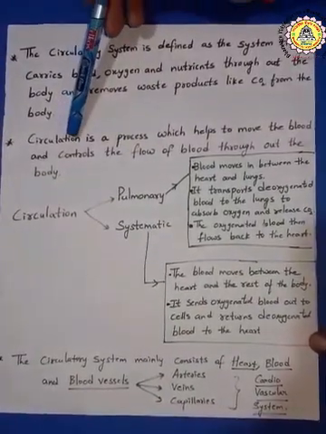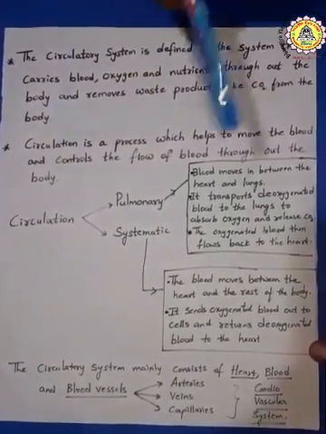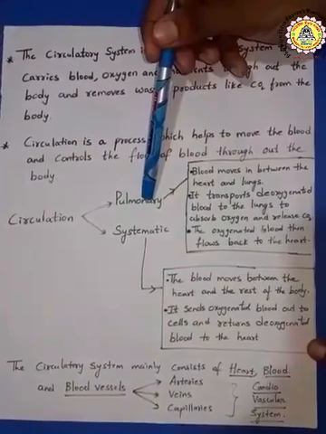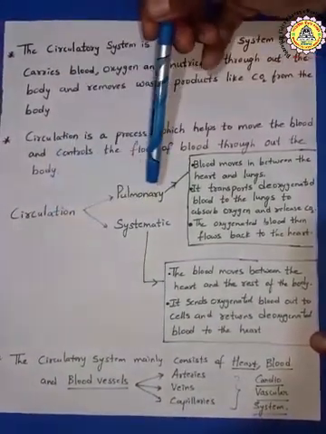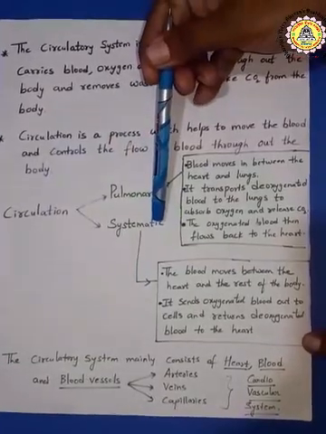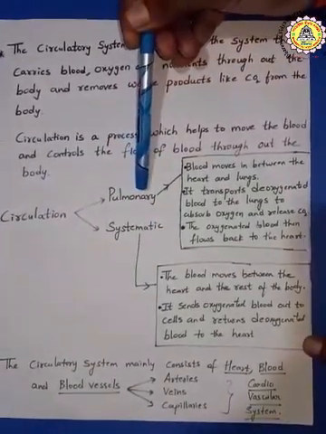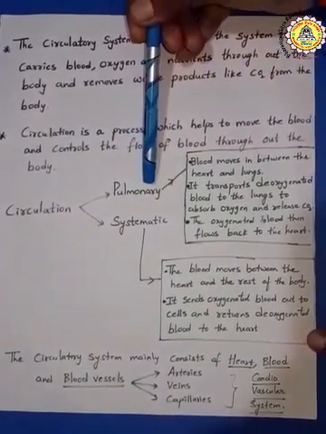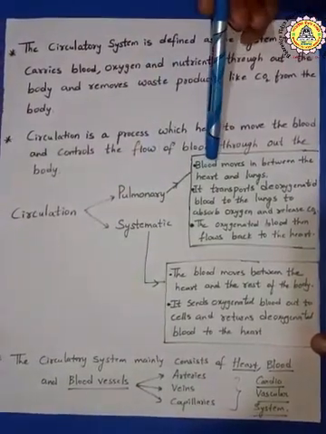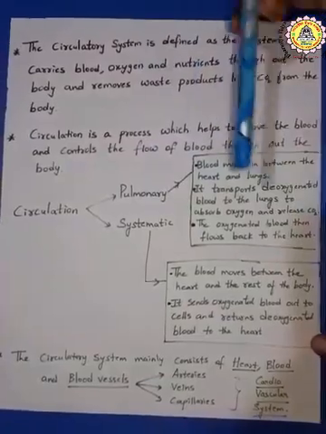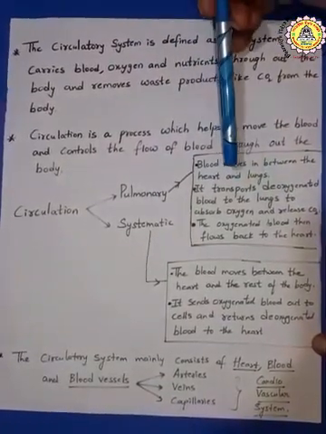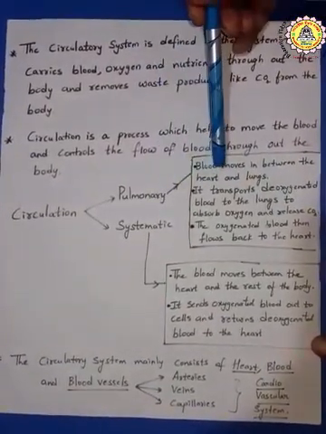This circulation is majorly of two types: pulmonary circulation and systematic circulation. Let us know what pulmonary circulation is. Pulmonary circulation means blood moves in between the heart and the lungs. If the blood is moving in between the heart and the lungs, then it is called pulmonary circulation.